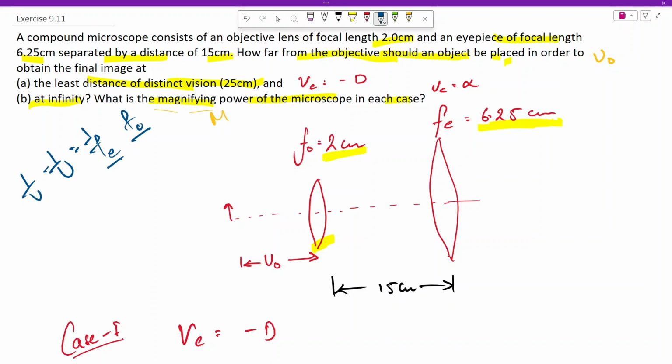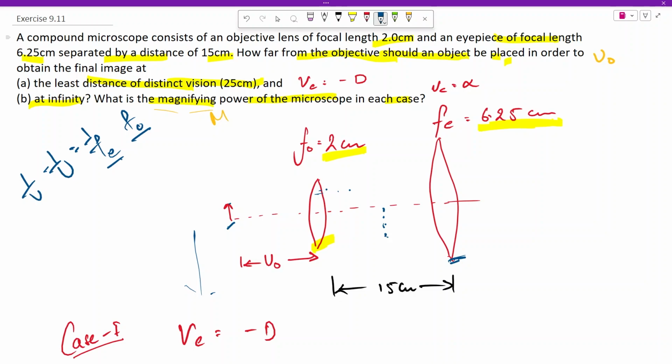Now let us move towards the first case where the image is forming at the least distance of distinct vision, that is 25 centimeter. So we know that in a compound microscope an object is placed over here in front of the objective. Now this will form a virtual image between these two lenses, let us say over here, and this virtual image will be treated as a virtual object for the eyepiece, and this eyepiece will form the final image, which is magnified. Now we have to find out the value of u naught in both the cases.